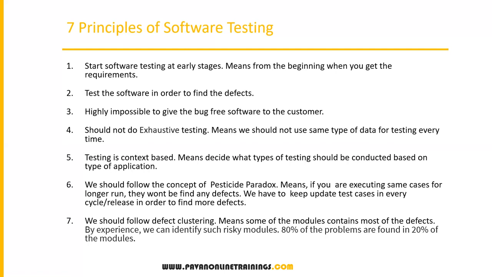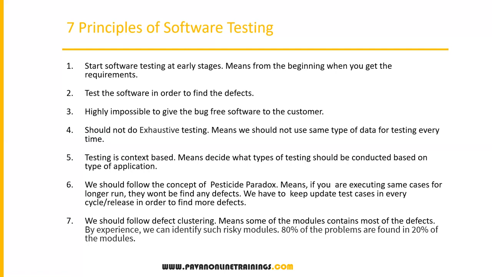So some of the modules contain the most defects. By experience, we can identify such risky modules, and 80% of the problems are found in 20% of the modules. There are certain modules in which we can find the most defects, and we concentrate more on those particular modules. That is called defect clustering. So these are the 7 principles of software testing which we have to follow.